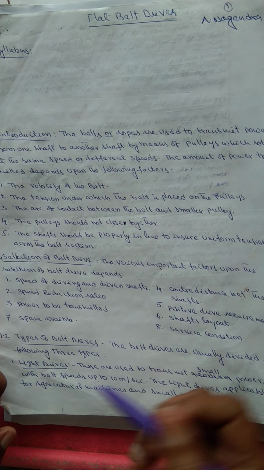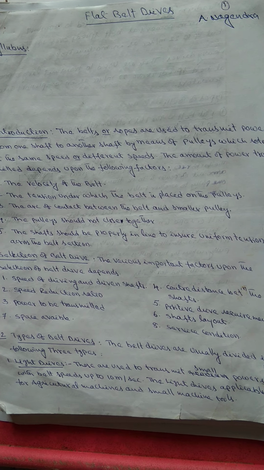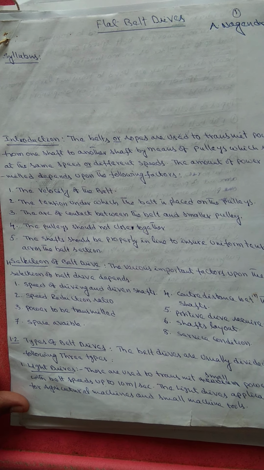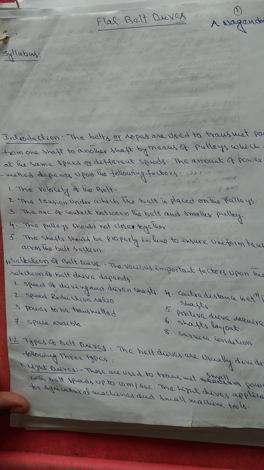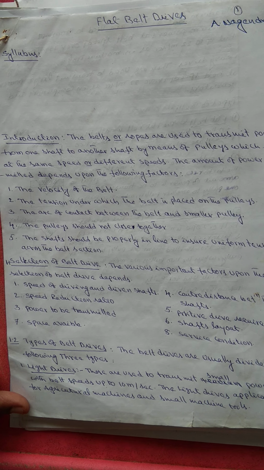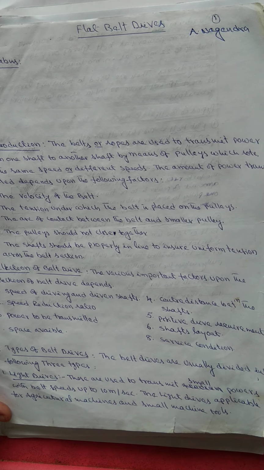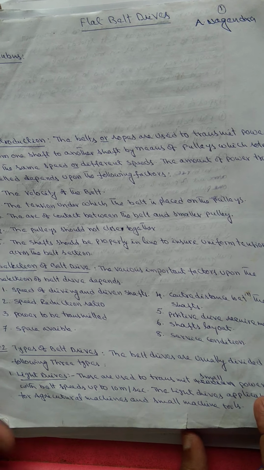Now how will we select a belt drive? First, we have to consider the speed of the driving and driven shafts, the speed reduction ratio, the power to be transmitted, the space available, the center distance we have to calculate, positive drive, shaft layout, and service conditions.